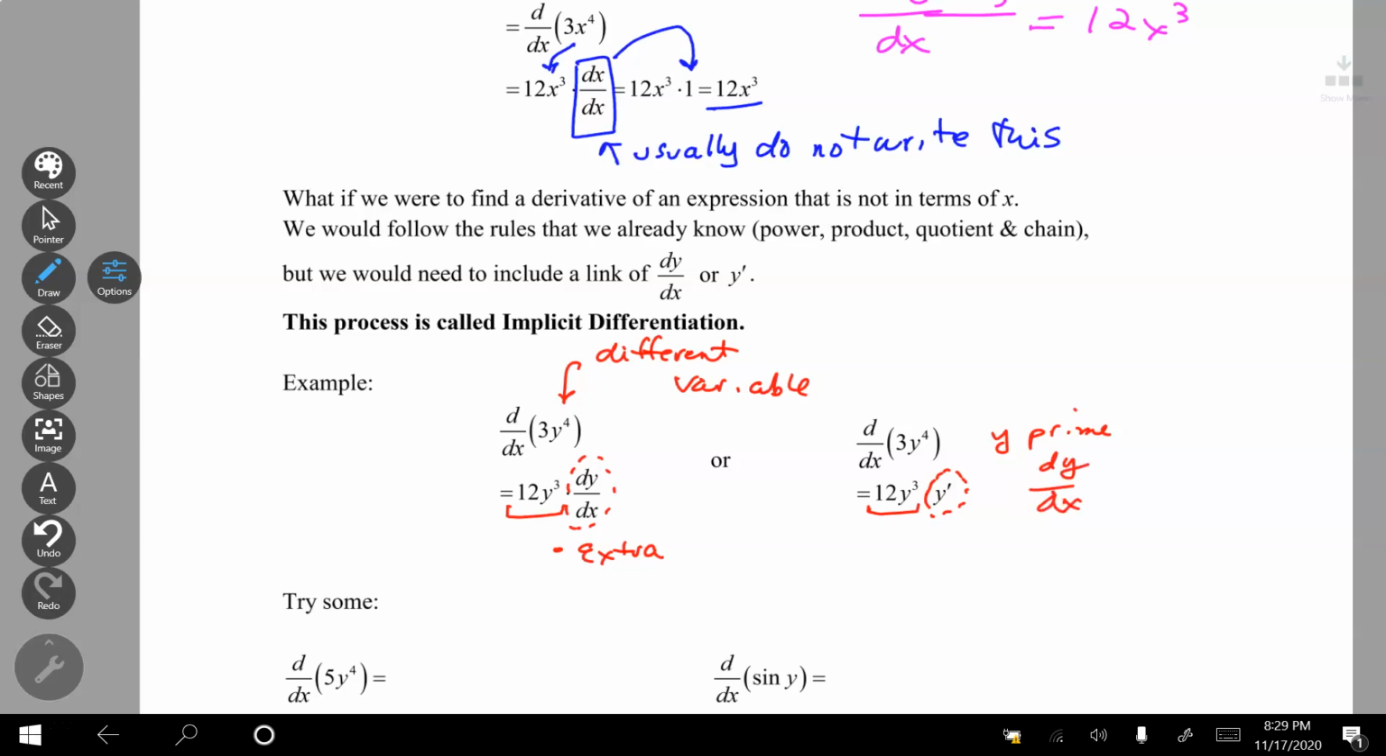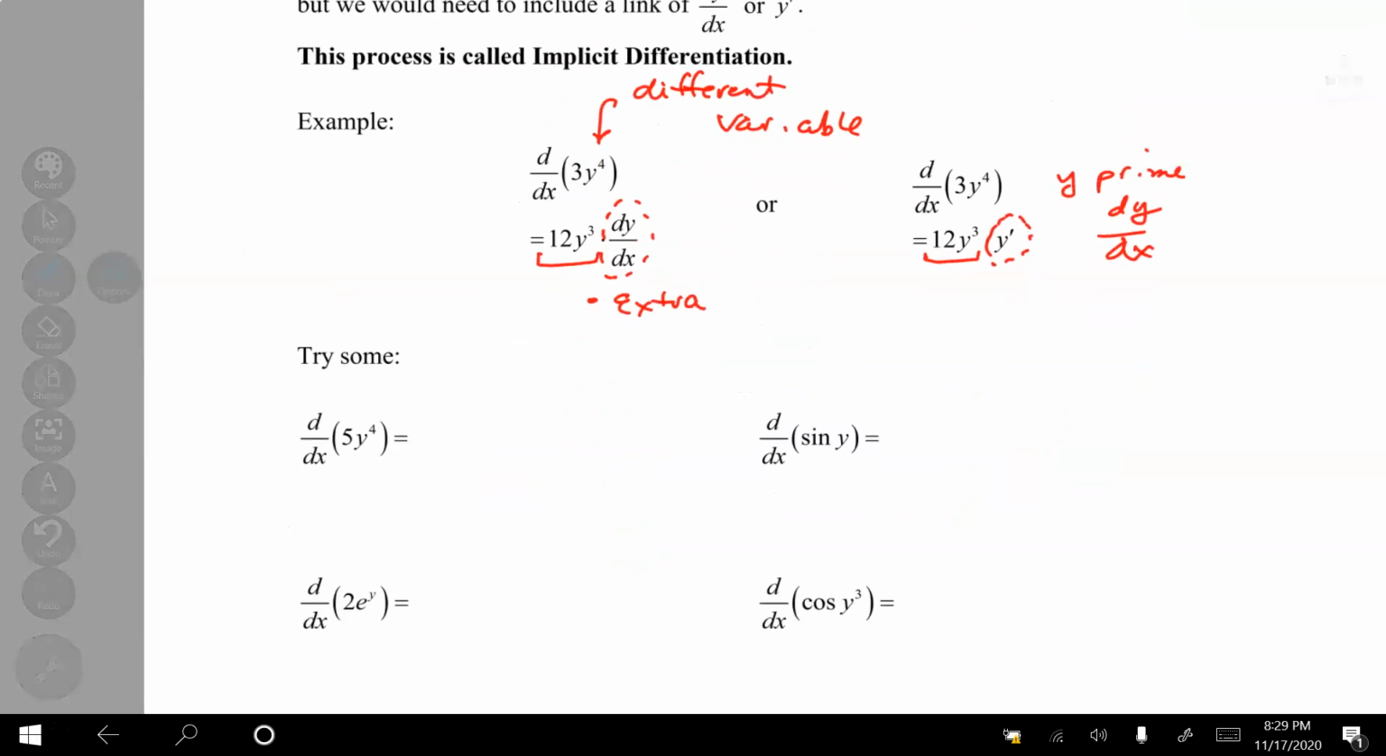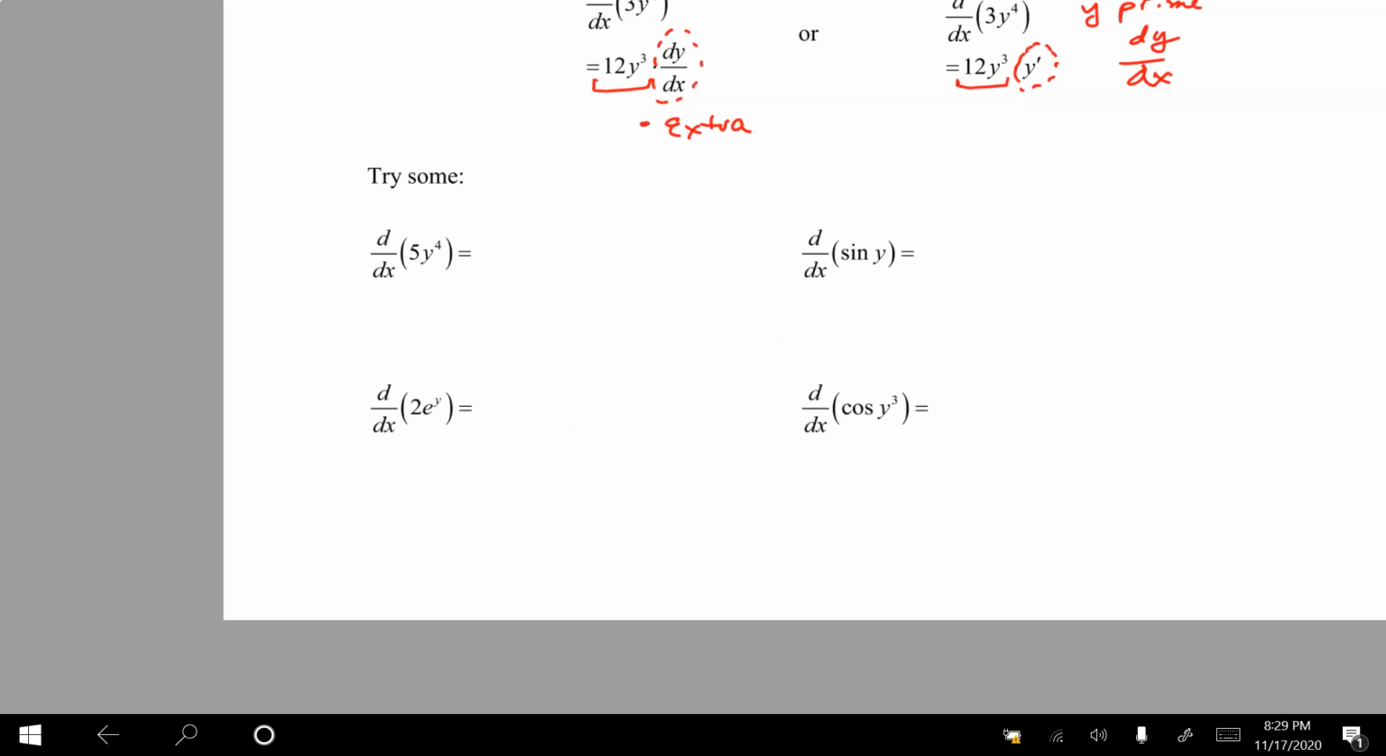I know my handwriting, so I tend to use the y prime notation, because I would never write y to the first. Y with a little dash on it is not y to the first, it is y prime. It stands for the dy over dx. They mean exactly the same thing. So how do we handle some examples?